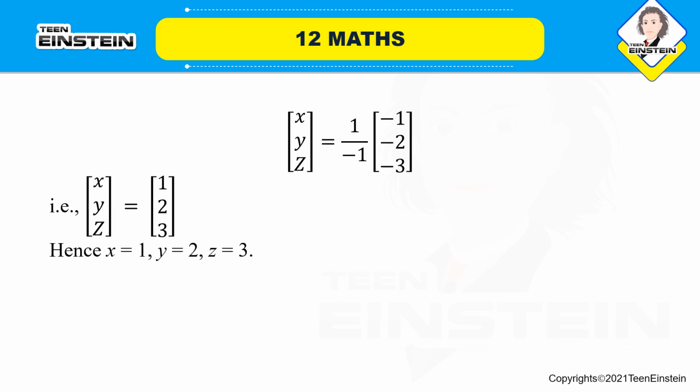Now bring this minus 1 inside. So you'll be getting plus 1, plus 2, plus 3. Okay, so 1, 2, 3. On equating, we get the values x equal to 1, y equal to 2, z equal to 3. Therefore, x equal to 1, y equal to 2, and z equal to 3.